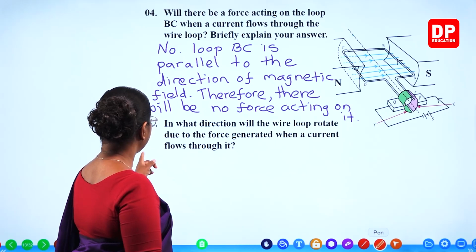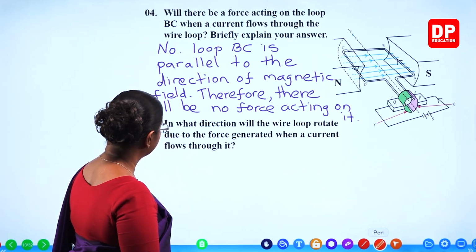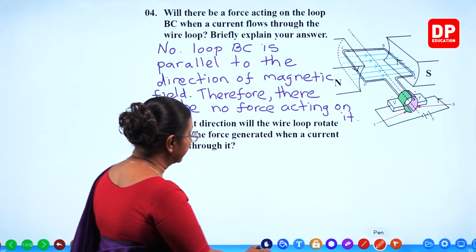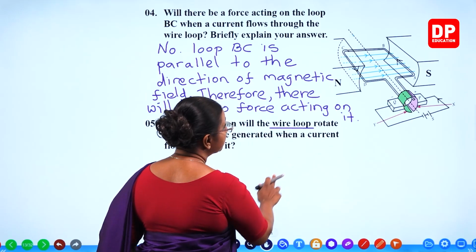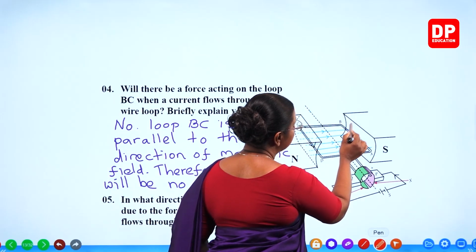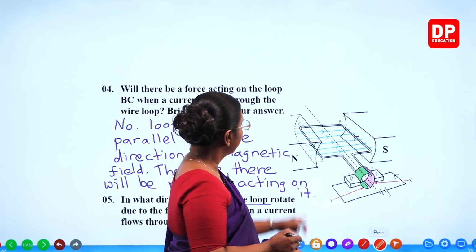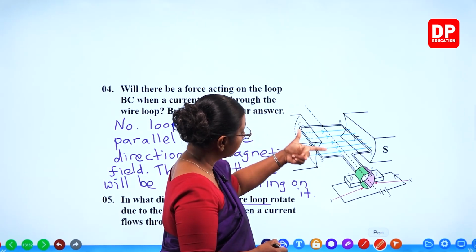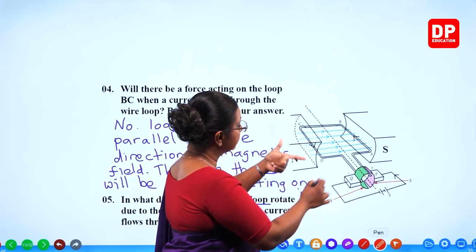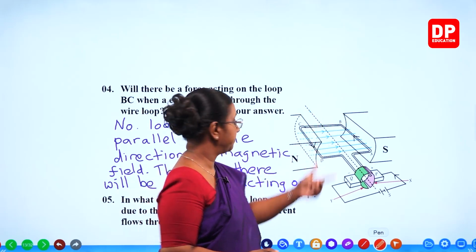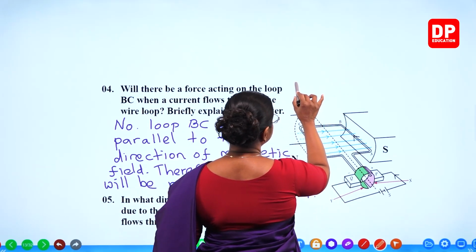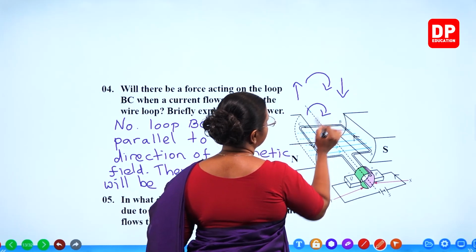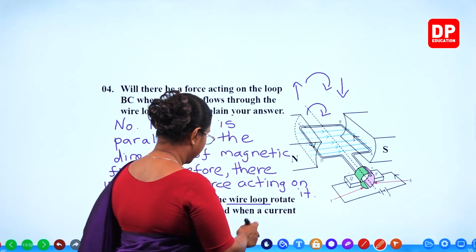So then the next part, part 5, in what direction will the wire loop rotate due to the force generated when a current flows through it? Now we already saw that here AB, the wire loop, the force is downwards. The same way if you apply the Fleming's left hand rule to CD, what happens there? Current flows in the direction CD. Magnetic field lines are this way, north to south. So the force is up. So CD will move up and AB will move down. So the rotation will be this way, this way. What is that direction? Clockwise direction.